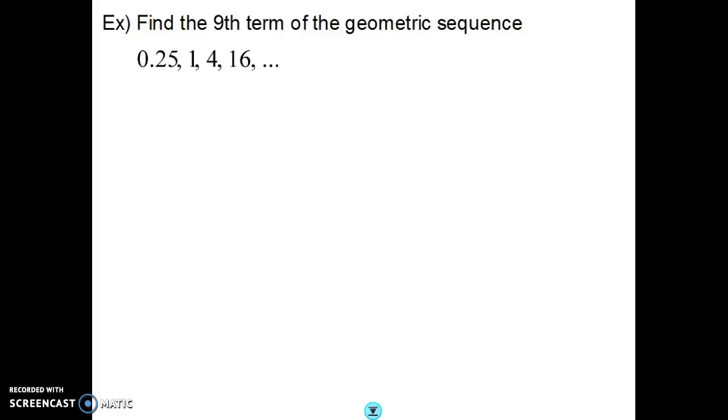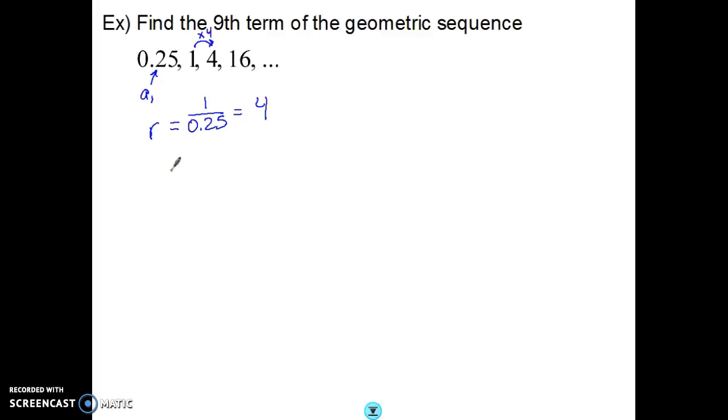So let's look at an example here. We want to find the ninth term of this sequence that starts with 0.25, 1, 4, 16, and so on. Right away, we can identify that a sub 1 is 0.25, and that's one of the pieces that we'll need for this problem. We also have to find what r is, and we have a couple options here. You can probably look and see that to get from 1 to 4, we have to do times 4. Or, if you didn't notice that, you could do 1 divided by 0.25, and that would also give you the same ratio of 4. Either way, we have to find what r is.